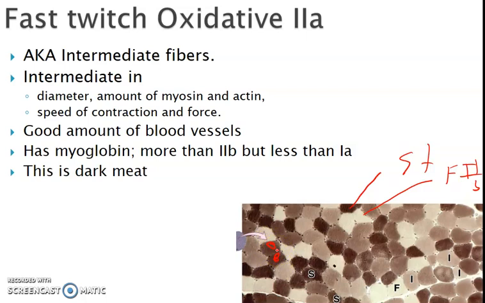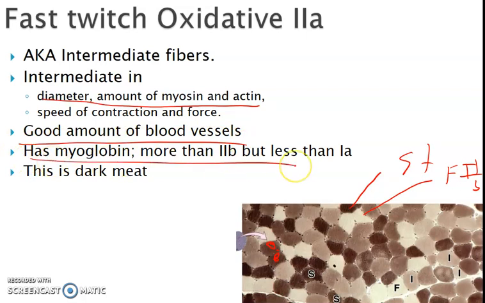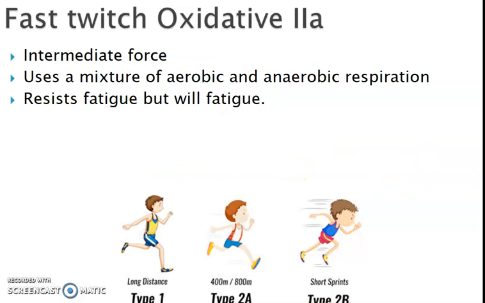They're intermediate fibers. They are intermediate in diameter, amount of myosin and actin, so they give you an intermediate amount of force. They have a good amount of blood vessels. They have a good amount of myoglobin. So this is the dark meat of your chicken. So they're good for long distance or medium distance races.